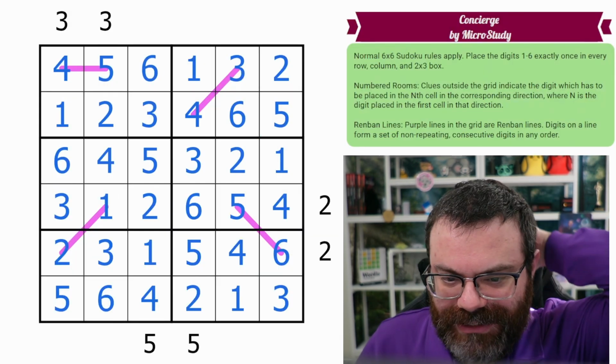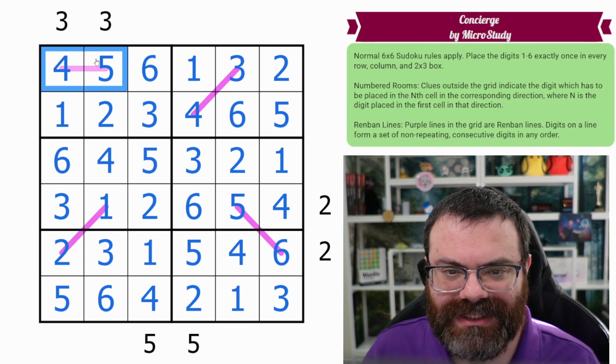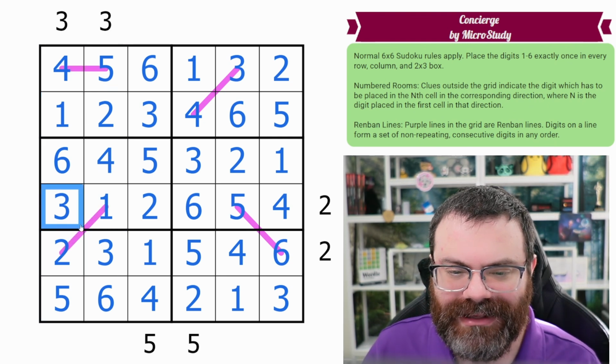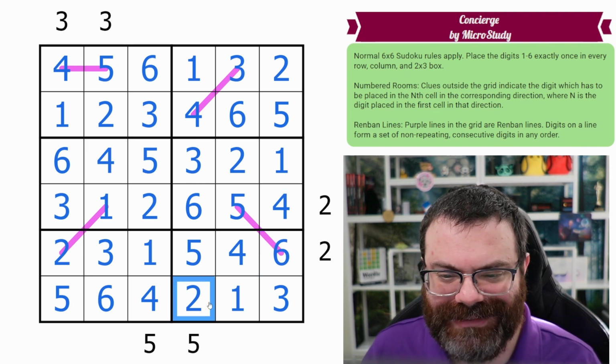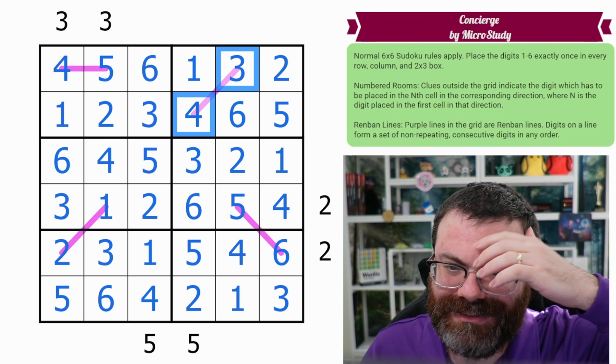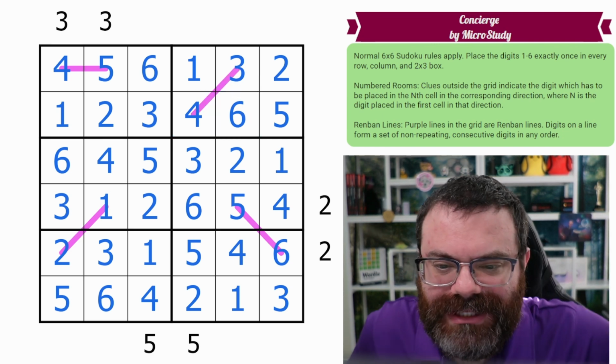Cool puzzle, MicroStudy. I enjoyed that. The break-in was pretty clear that this is where to start, and then that was rewarding, and then getting the 3s here made us look here, and then we were basically forced to look at these 5s. So that was neat. And then finally, this Renban here excluded the 6, which finished the puzzle. So very nice.